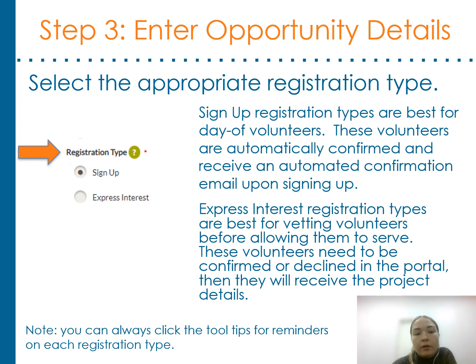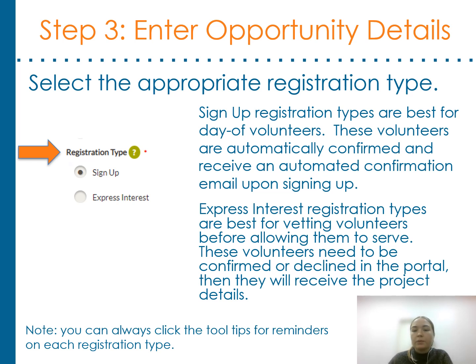But an important note about the sign-up registration type is that when a volunteer signs up for an opportunity, they will be automatically confirmed through Volunteer New York's portal, and they will receive a confirmation email from Volunteer New York with the project details. And then they'll be expected to show up the day of the project.